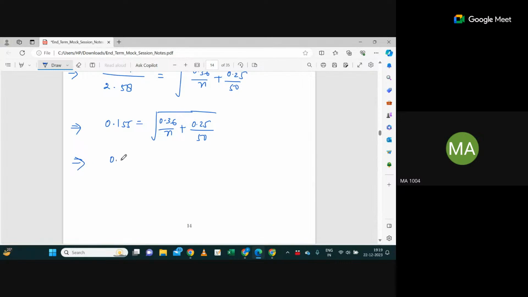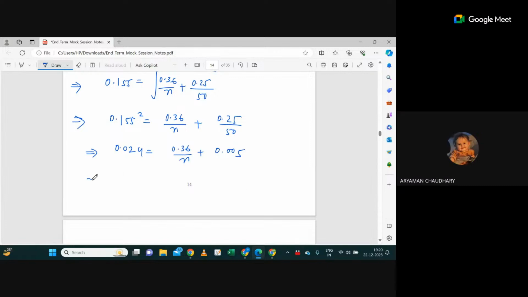Now, what should I do? I can do the square of both sides, right? So the thing is that we have to find the value of n. That is our main question. Now from here I can do some manipulation. So 0.155 squared will be 0.024, right? And 0.25 divided by 50 is 0.005, right?